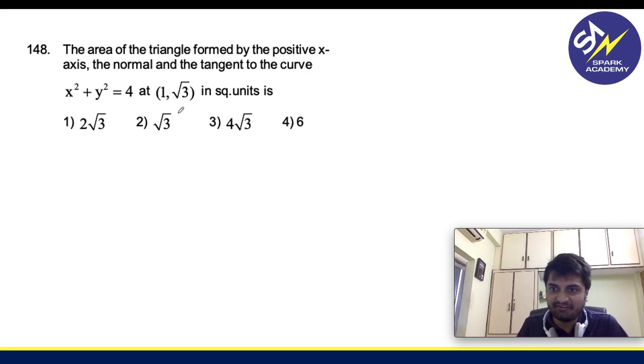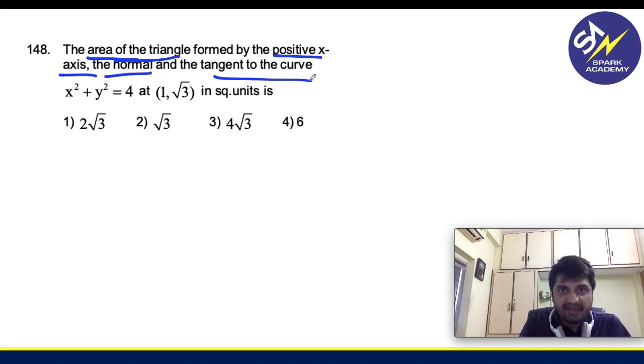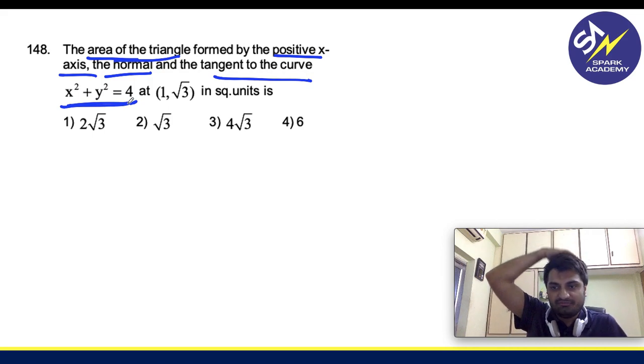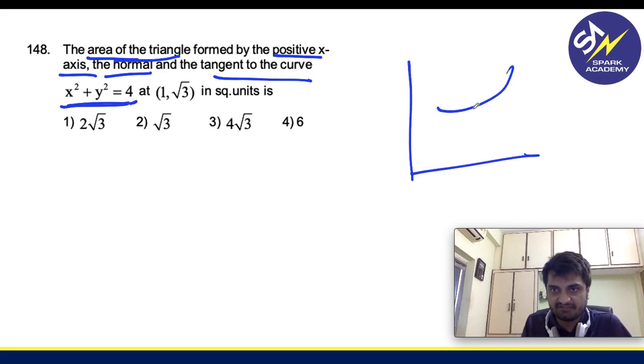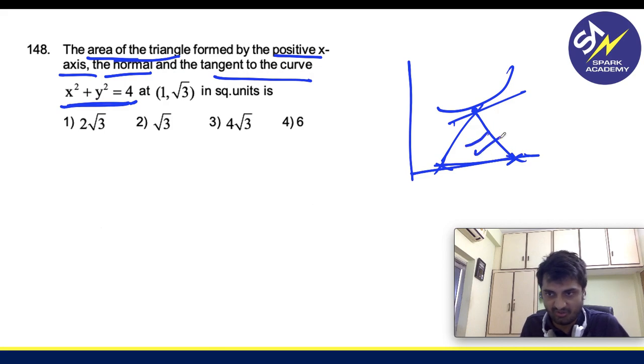Now this is the area of the triangle model, guys. Both the positive x-axis, normal and tangent to the curve, right? Yesterday we saw how it forms the normal and tangent. We drew a diagram yesterday, you remember? If you have a curve like this, and a tangent like this, so this meets here, something of this sort. Basically this triangle's area is what we need to find.